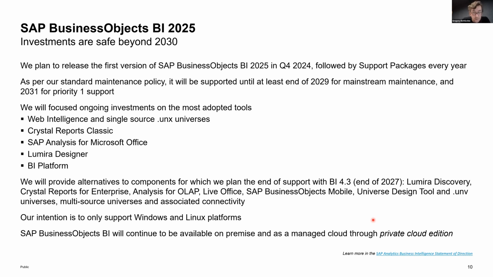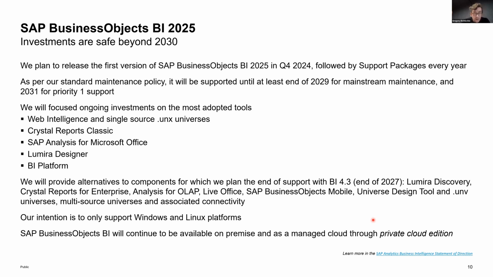For all the tools and components we plan not to invest in, the list is here: Lumira Discovery, Crystal Report for Enterprise, Analysis for All App, Live Office, SAP Business Objects Mobile, the universe types UNV and UDT, and one specific component of the UNX universes, the multi-source universes. We will do our best to provide alternatives to help you migrate the use case. And again, this release will be made available for on-premise and for the cloud.